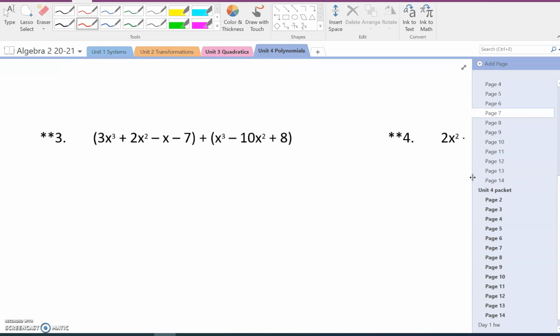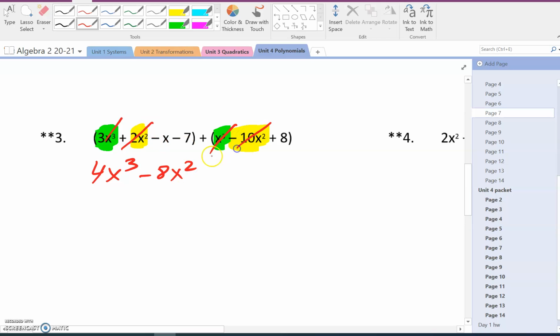Number 3, kind of the same thing. Again, these parentheses don't involve multiplication, so there's no subtraction sign in between, so they're really kind of useless. So I get 3x cubed and x cubed, which is 4x cubed. Then I like to cross them off. Here I get 2x squared minus 10x squared, so that's negative 8x squared. Cross off. I have a minus x without anything else, and negative 7 and 8 is plus 1.